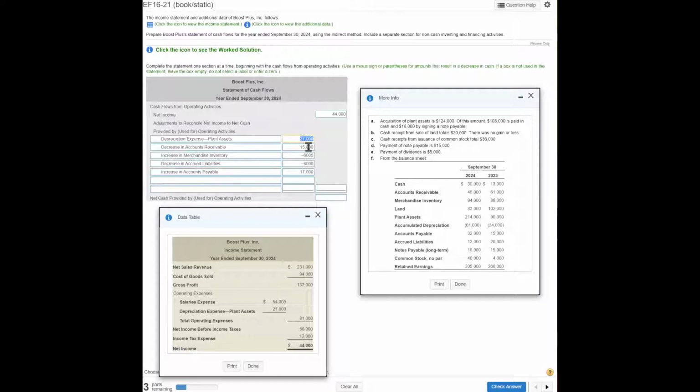So we're going to take 27,000 plus 15,000 minus 6,000 minus 8,000 plus 17,000, and we get 45,000. So we're going to take 44,000 and add 45,000, and we get positive $89,000. So what this means is, from their operating activities, which is the main part of the reason the company exists, to buy and sell services and or products, they had positive $89,000 of cash flow. That's good.